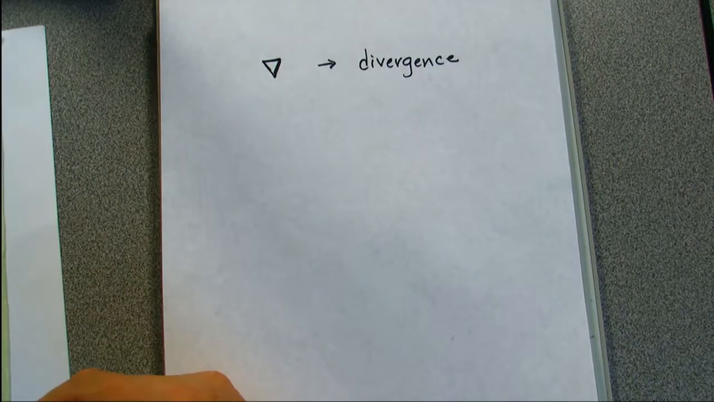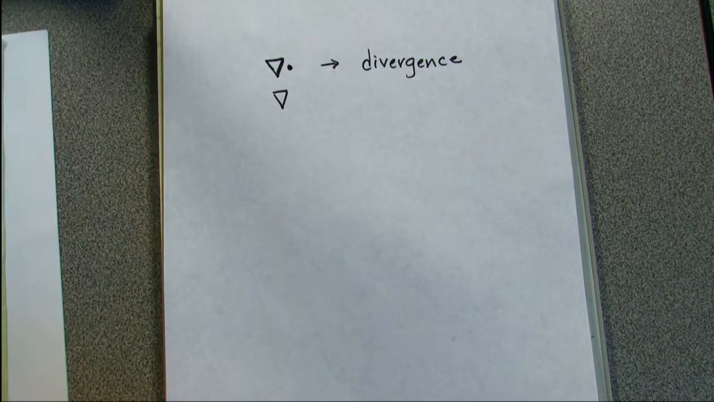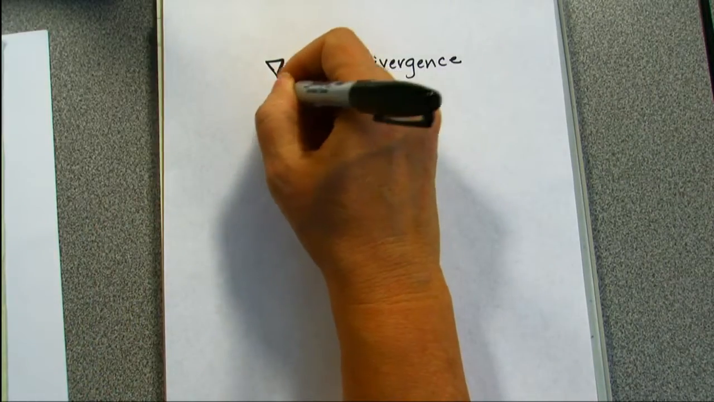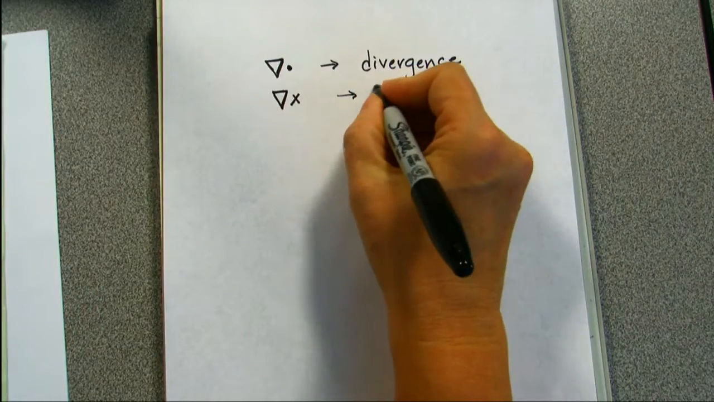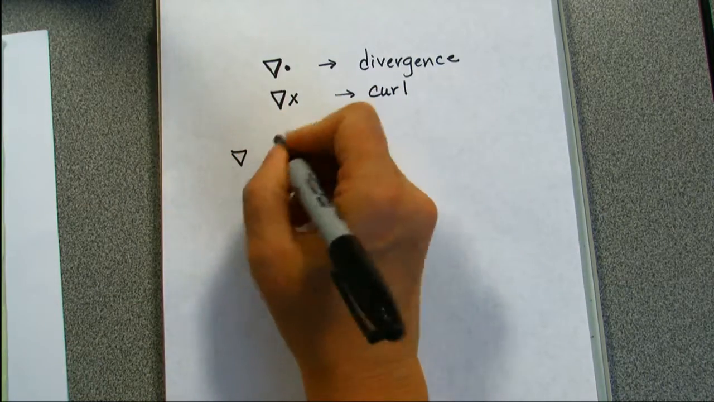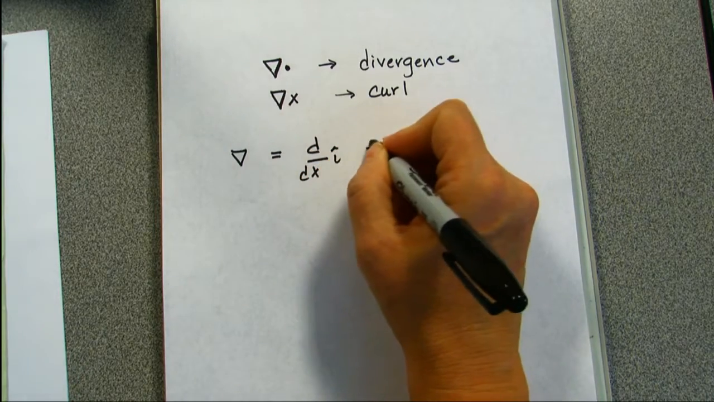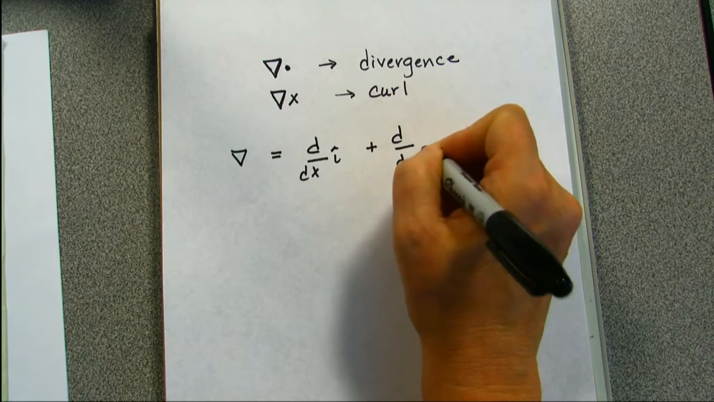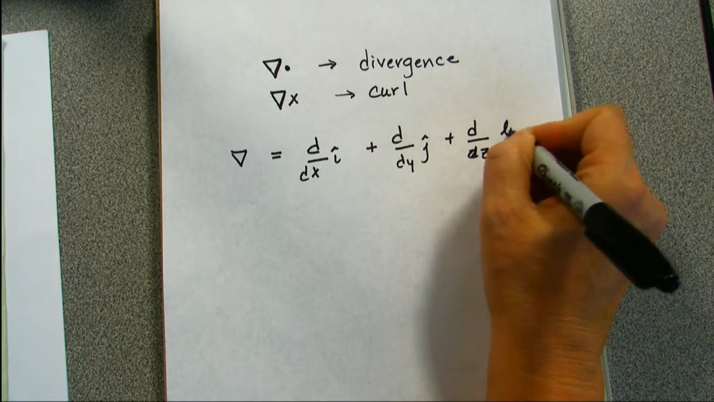Okay? We talked about it as a divergence. This little critter, and that's when we do the dot product with it. That's my divergence. And then I warned you that we were going to play with this when it's the cross product, and this is called the curl. So we end up with a curl, and remember this stands for the derivative with respect to x in the i direction, plus the derivative with respect to y in the j direction, plus the derivative with respect to z in the k direction.